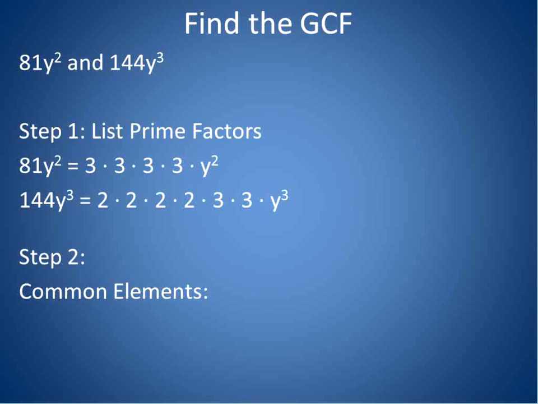Now when we're looking for the common elements, we have to look through and see which ones are in both places. In both numbers we have two 3's, 3 times 3, and we have y squared in both. Again, we have that same situation where we do have y to the power of 3 here, but what we have in common between both is y squared. So that's what we can take from both. And so our greatest common factor is 9y squared.